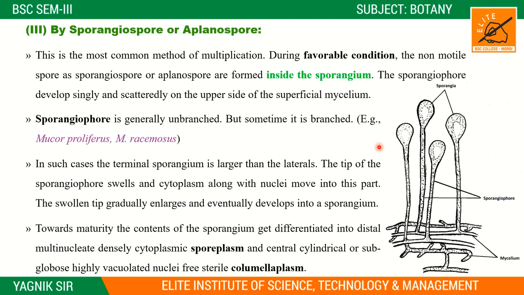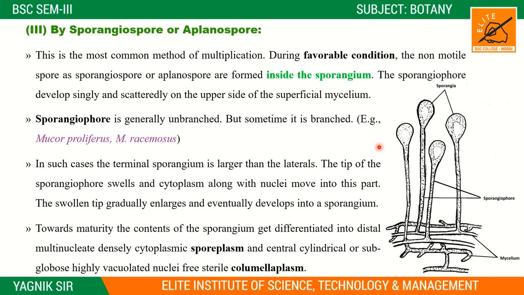Right? So what is a sporoplasm? Here at maturity, this sporangium differentiates into a distal multinucleated, very densely cytoplasmic region, right? The cytoplasm is very rich, multinucleated, and it differentiates into what is called the sporoplasm, the endoplasmic sporoplasm.